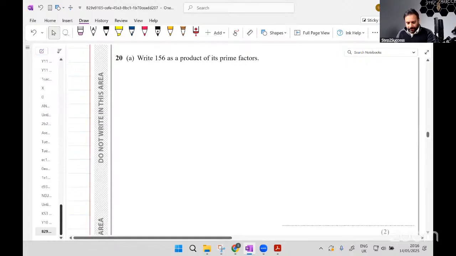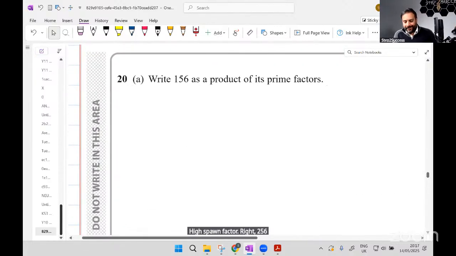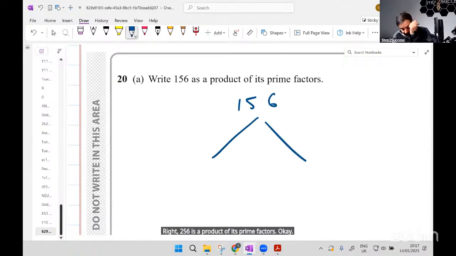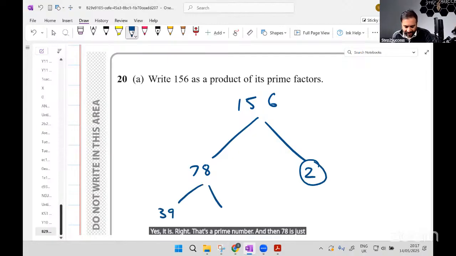Product, this might be a lowest common multiple question. It is. Highest common factor. Right, 156 as a product of its prime factors. Okay. Geez, that's annoying, isn't it? 78 and 2, I think. Yes, it is. Right, that's a prime number. And then 78 is just 39 times 2. It's a horrible one, this.